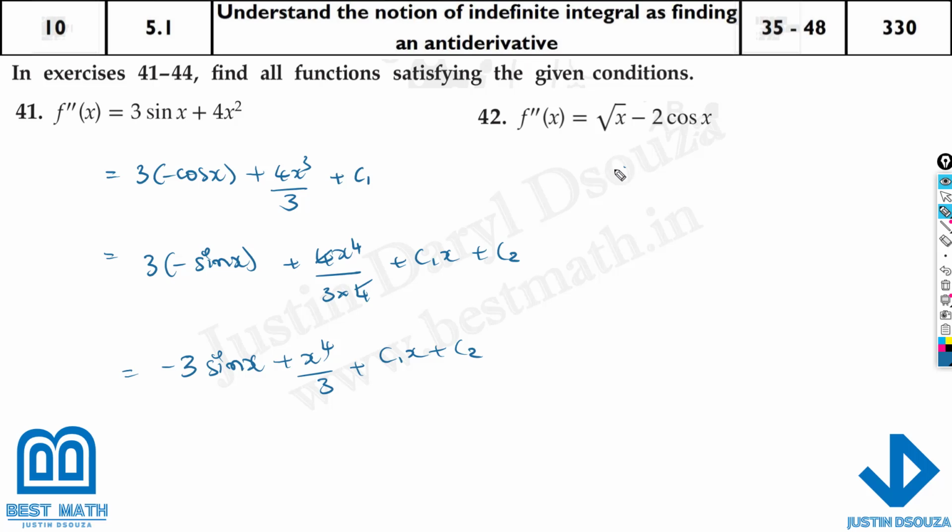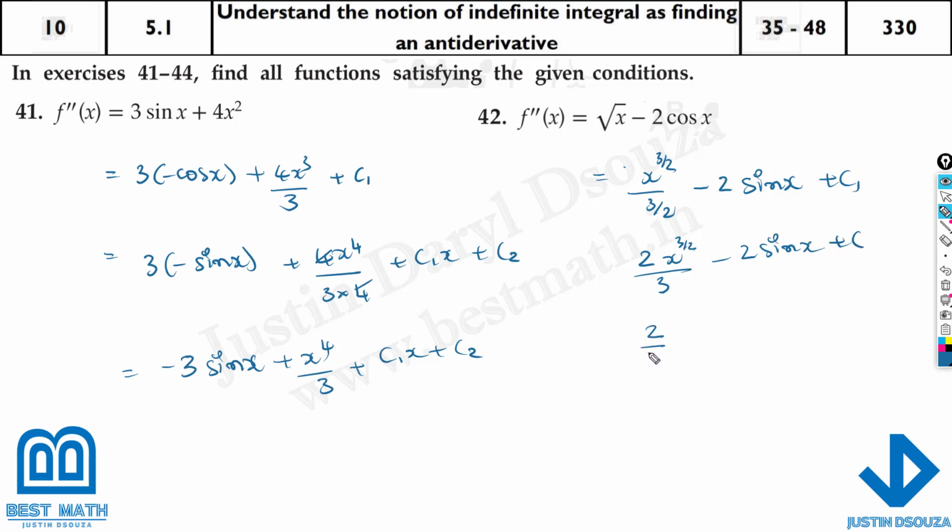Over here, what's going to happen? First time when you integrate it, it's going to be x power 3 by 2 divided by 3 by 2, because x power half, when you integrate it, you add 1. So that's the answer. And over here, when you integrate cosine, it's just sine, positive sign, plus c1. And now this must be integrated again. Now I'm going to rearrange and write this because fractions are going to be a little messier otherwise. It'll be 2x power 3 by 2 by 3 minus 2 sine x plus c.